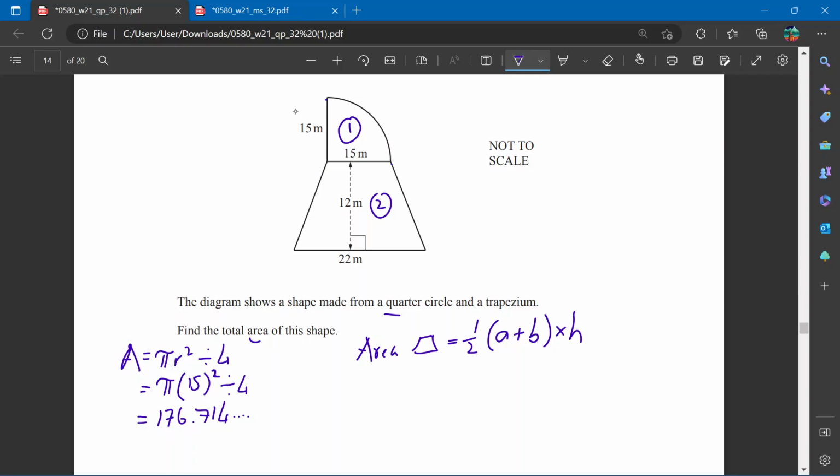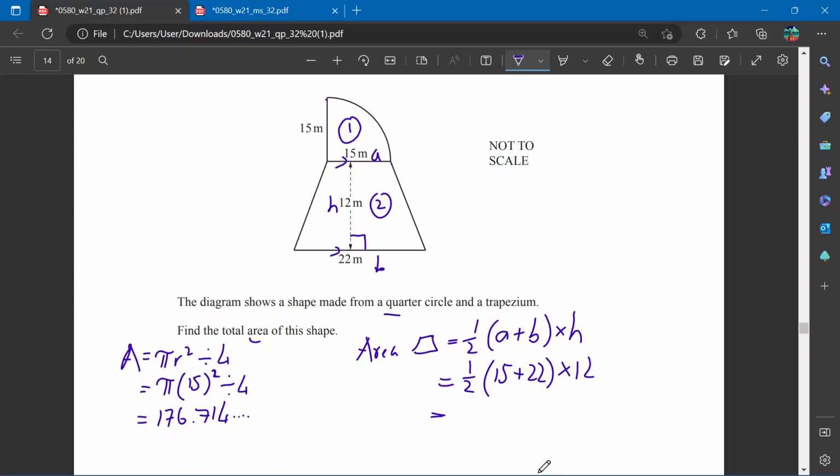A and b being the two parallel sides of the trapezium, and h being the perpendicular height that forms a 90-degree angle. Tattoo this on your forehead so you'll never forget it, because everybody forgets it. So A and B, the two parallel sides, in this case again it's 15 and 22, times the height being 12.